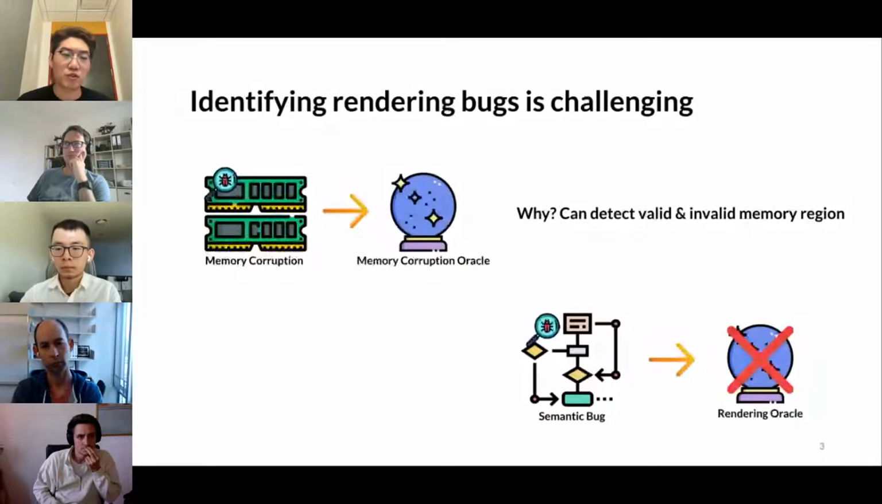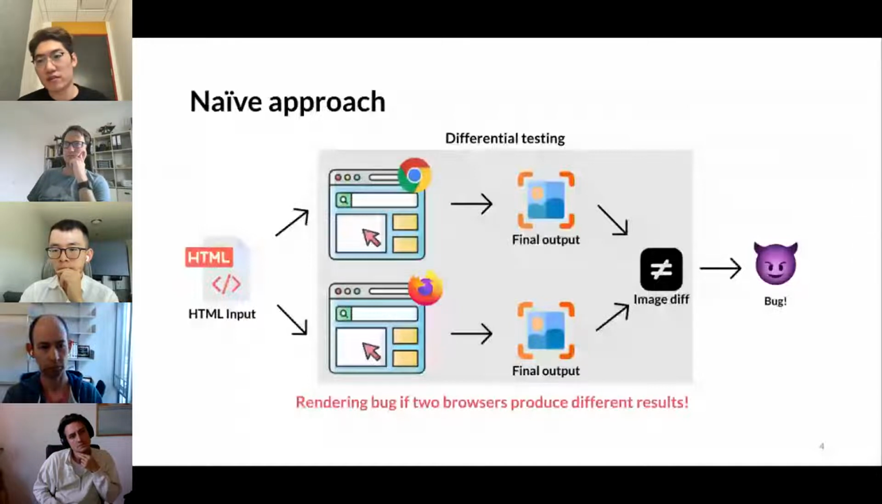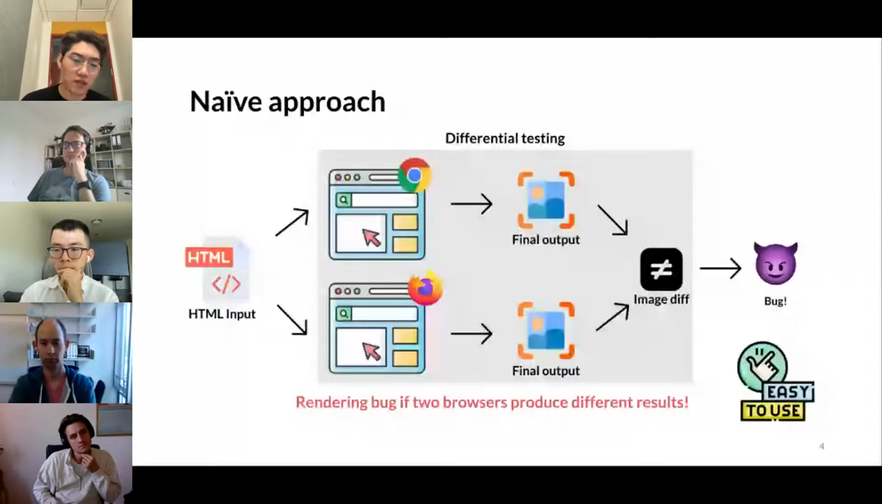So to make a pseudo oracle, many tools simply employ a differential testing approach. They compare the results of two different browsers and determine that there is a rendering bug if the two results are different. This approach has been widely used because it requires little domain knowledge.